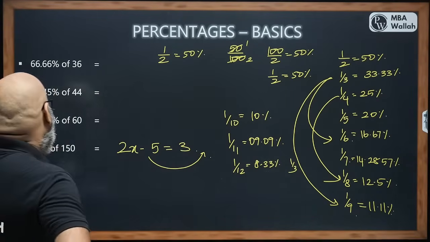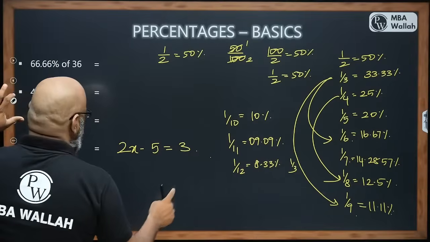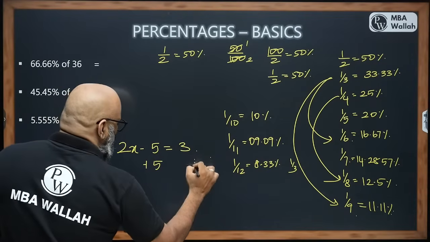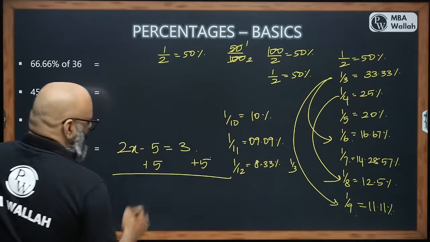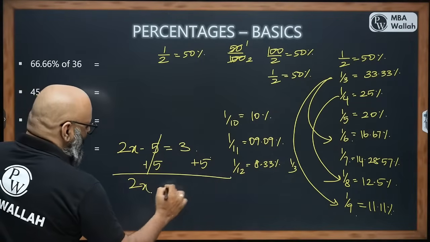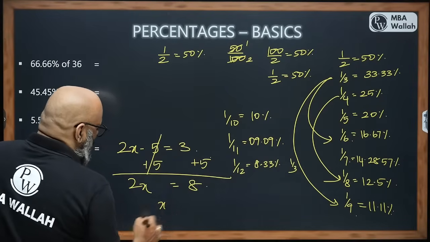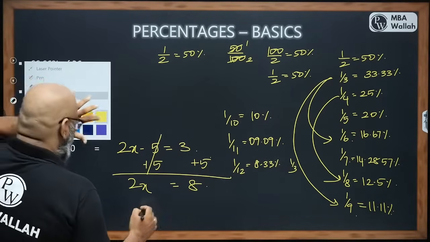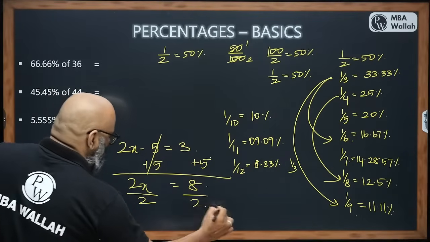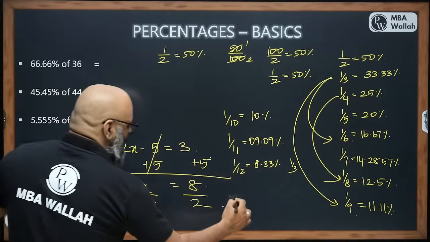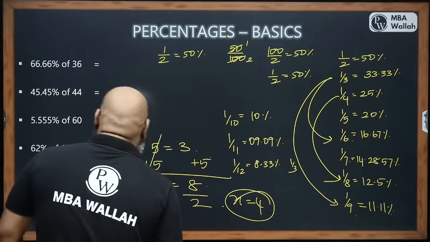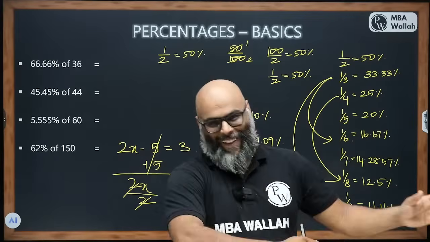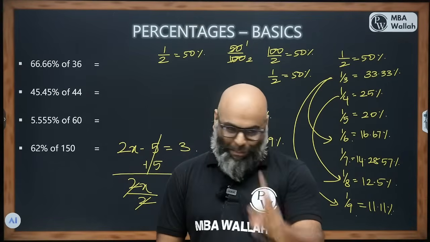The right way of doing this would be adding 5 to both sides. So this gets cancelled. 2x is equal to 8. And then the next step is technically called dividing both sides by 2. 2 gets cancelled. x is equal to 4. This is the right way to do it. That's how you are supposed to do it.